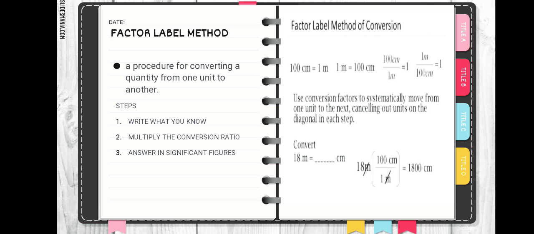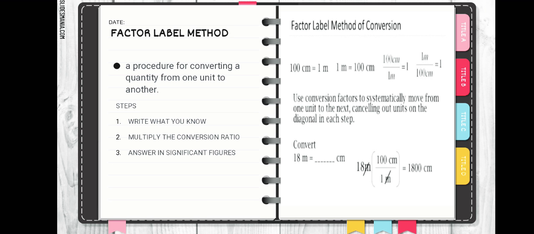So the steps are very easy. Write what you know. Write down the given quantity and the units you want to convert to. The symbol for the unit that we want to obtain will be placed in the place of the fraction where we want it to be, the denominator or numerator.